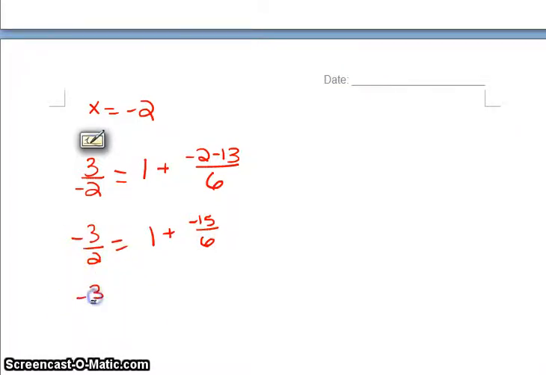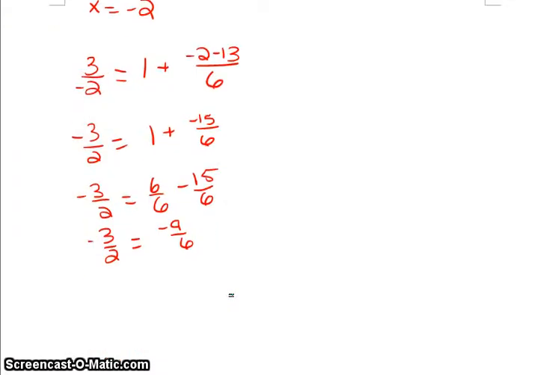Then we can rewrite, so we have negative 3 over 2 is equal to, if we want a common denominator here, or if we want to write this as the same denominator, this would be 6 over 6, and subtract 15 over 6. Negative 3 over 2 is then equal to, so we have 6 minus 15, that is equal to negative 9 over 6. And our last step there is to reduce it.